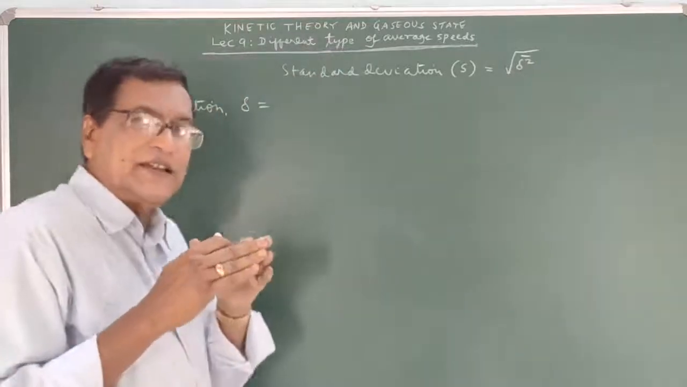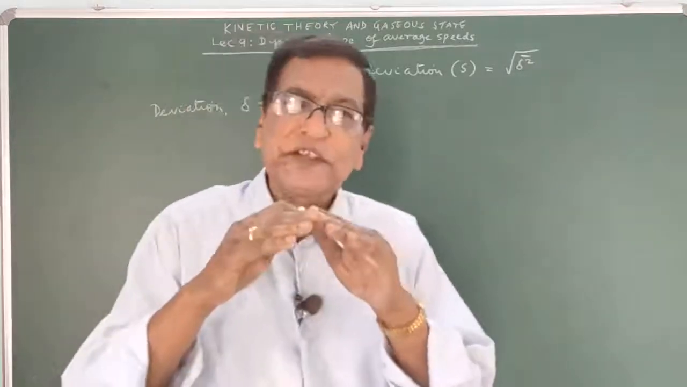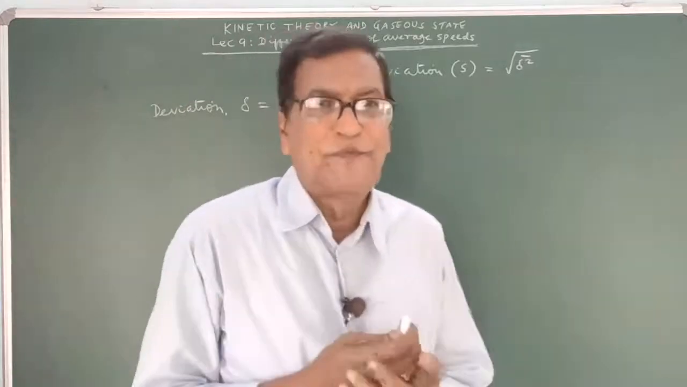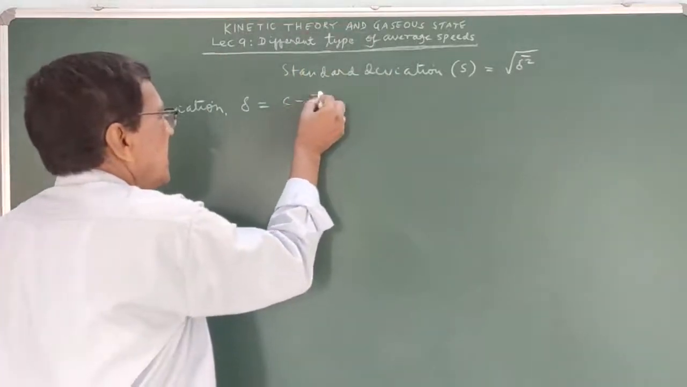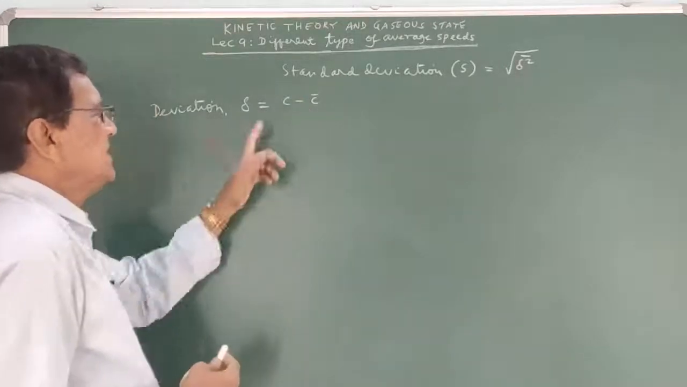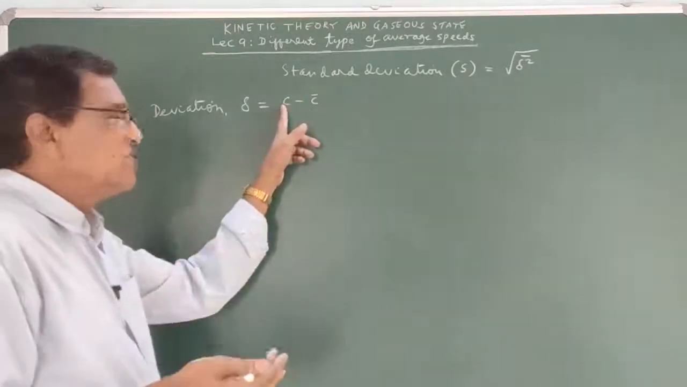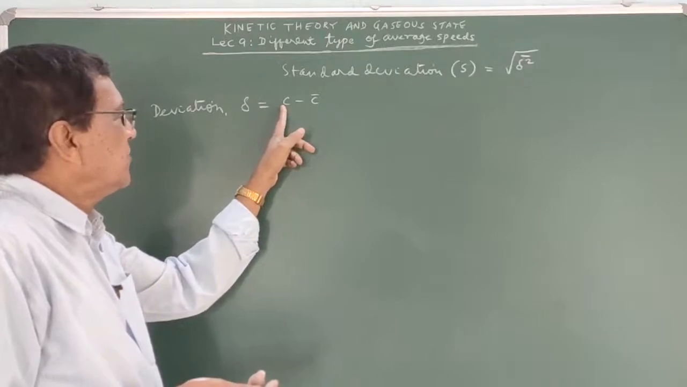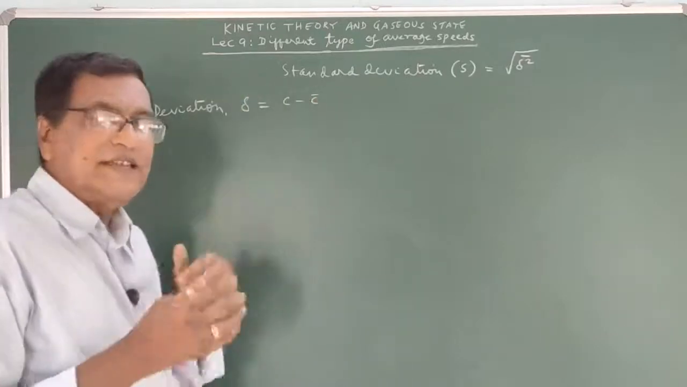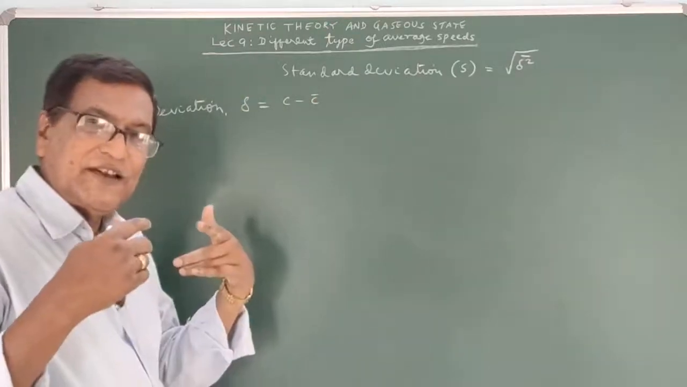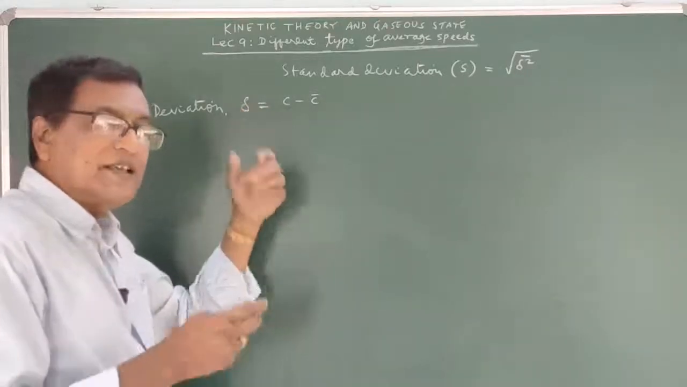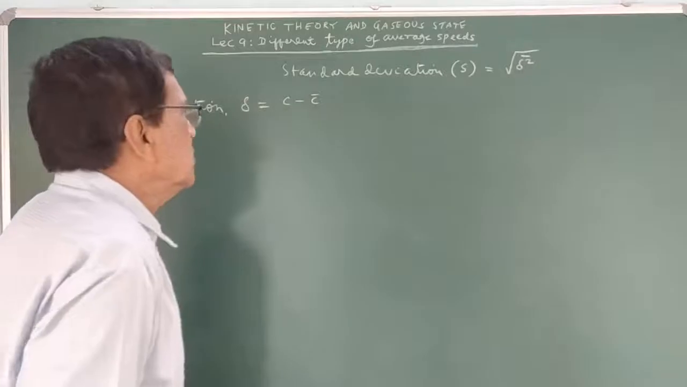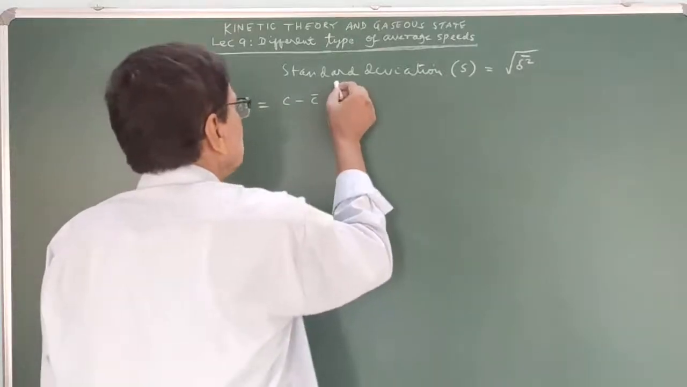Deviation means deviation of the speed from their mean value. So this is C minus C bar, where C is the speed of the molecules and C bar is the average or mean speed. How much the deviation sigma is coming up.